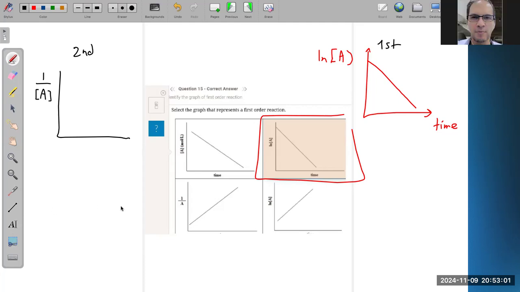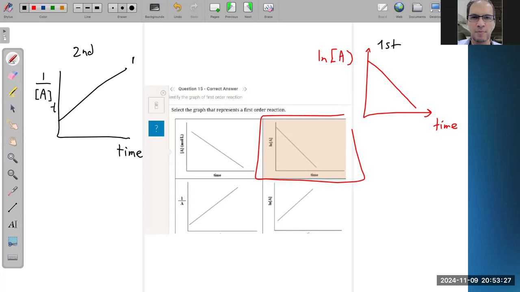Miriam, what is the curve for the second order? The reciprocal of the concentration: 1 over the concentration versus time. And what is the shape of the curve? Is the line going up or going down? The line is going up. It's going up. Excellent.